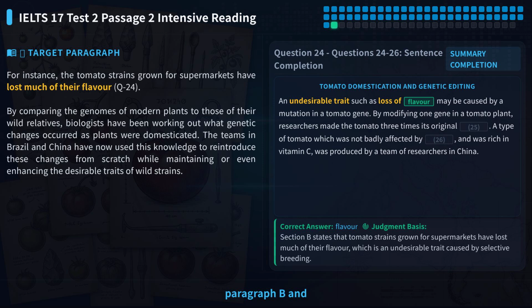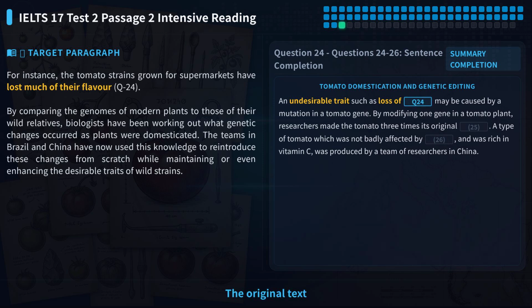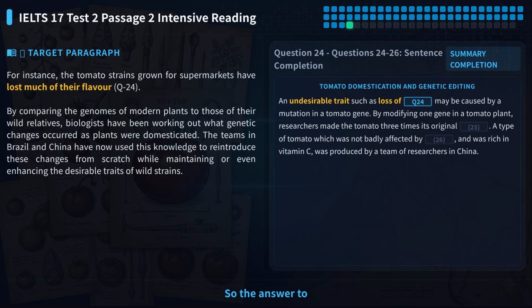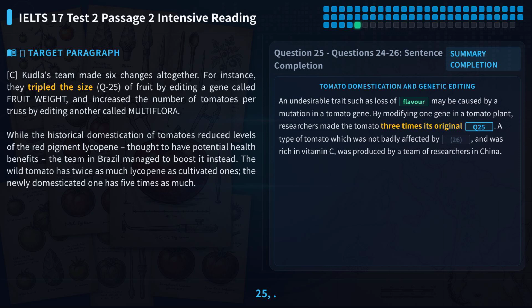Let's go back to paragraph B and find the sentence containing these words. The original text says, the tomato strains grown for supermarkets have lost much of their flavor. Notice that the word flavor is directly given in the original text, no need for synonym replacement. So the answer to question 24 is flavor. Let's look at question 25.